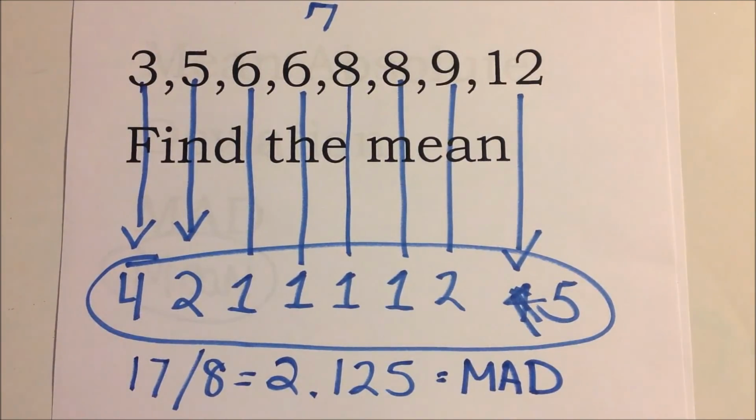Okay, so we went over how to make a box plot, how to get the interquartile range, and how to get the MAD. Great job.